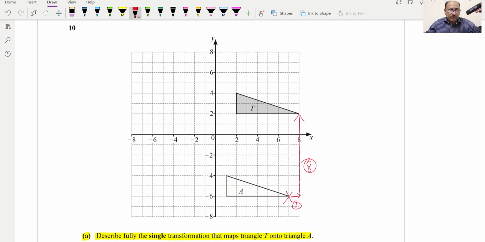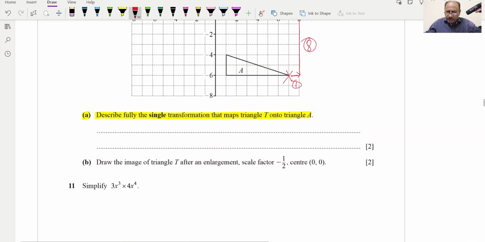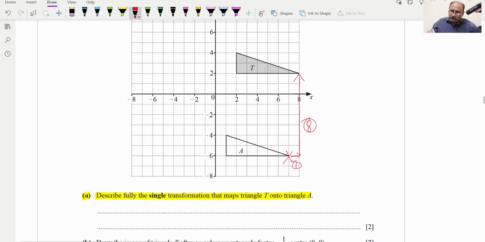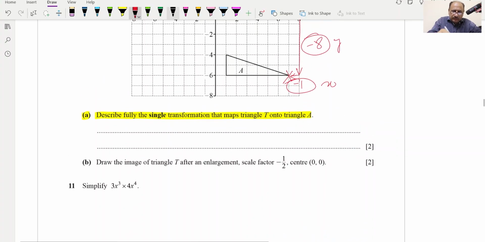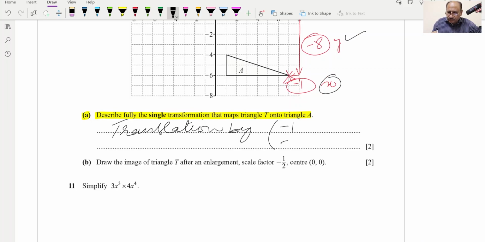So this will be the translation. They are saying T onto A, not A onto T. So we'll have to basically reverse the direction, but the things will remain same. This will become minus 8 instead of 8 because it's going down, and this will become minus 1. So x value will be minus 1, this will be x value, and this will be y value, it will be minus 8. So our answer will be, this is translation by the vector with minus 1 which is x value and minus 8 which is y value. This will be vector, 2 mark part, which we are done.